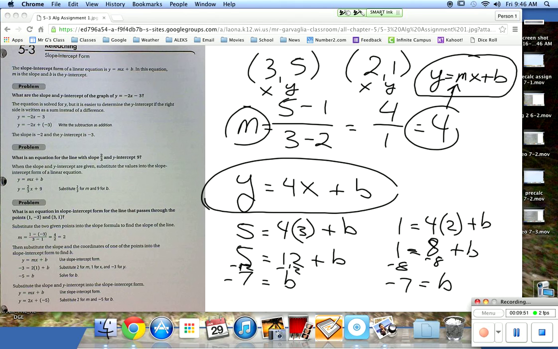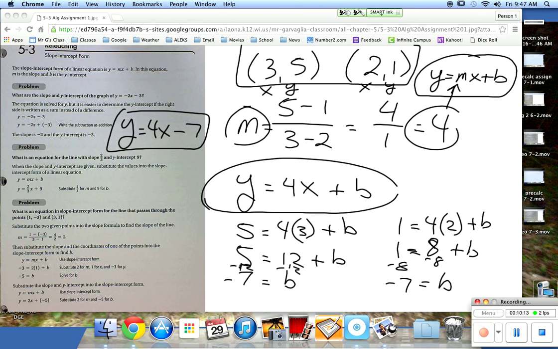Now my final answer. I now know what my slope is. I now know what my b is. My equation is y equals 4x minus 7. This is the equation of the line that we drew before. And where we got this equation from were these two coordinate points.